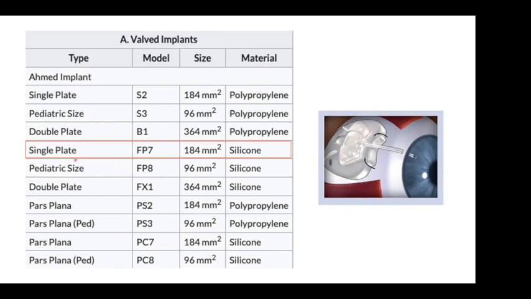And on top comes the Ahmed glaucoma valve. The common one we are using is the flexible plate, model FP7. I think my colleagues are using this one, with a surface area of 184 square millimeters, and it's made of silicone, so it is soft. The implantation and manipulation of this is relatively easy. There are different types, but this one is in common use.